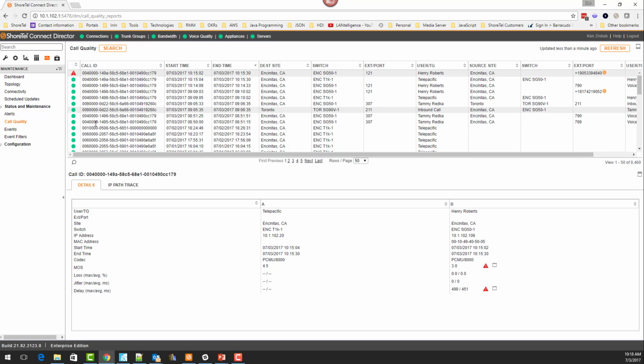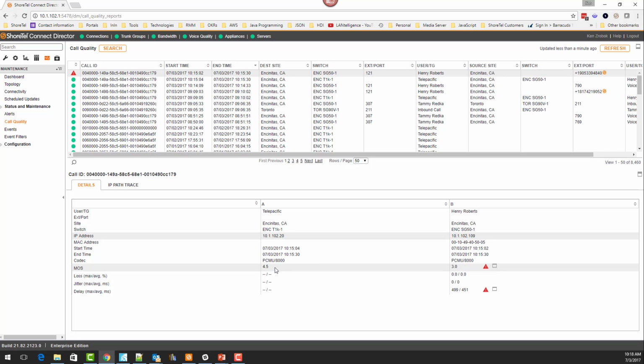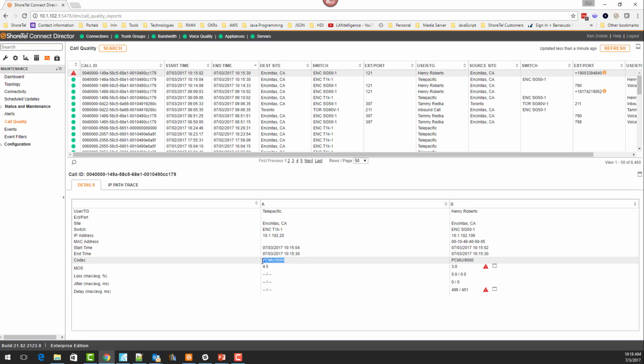Now what you'll see here is right there, the little red arrow means we have a potential issue with a call. So I'm going to highlight it. And what you see down below is it will give you some information. It'll tell you who is person A, which was the T1K that took the call. It's running a MOS of 4.5, which is more than fine. It's running G711, which is fine.